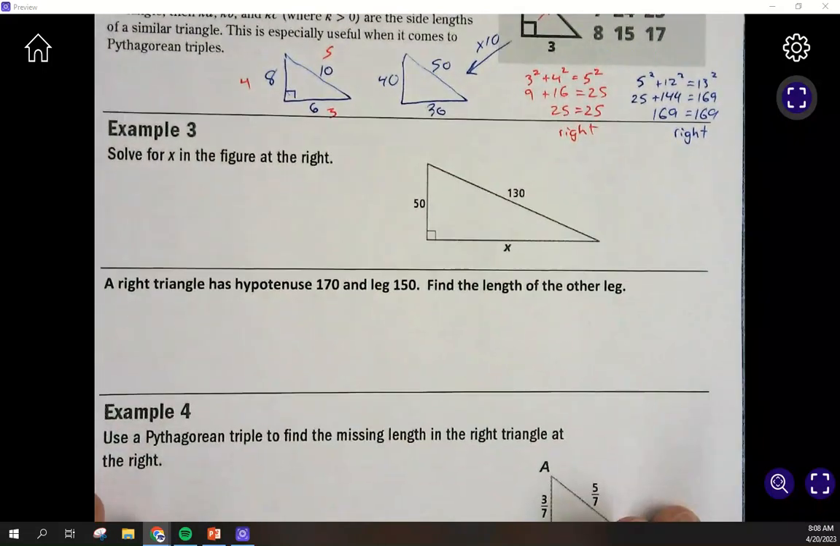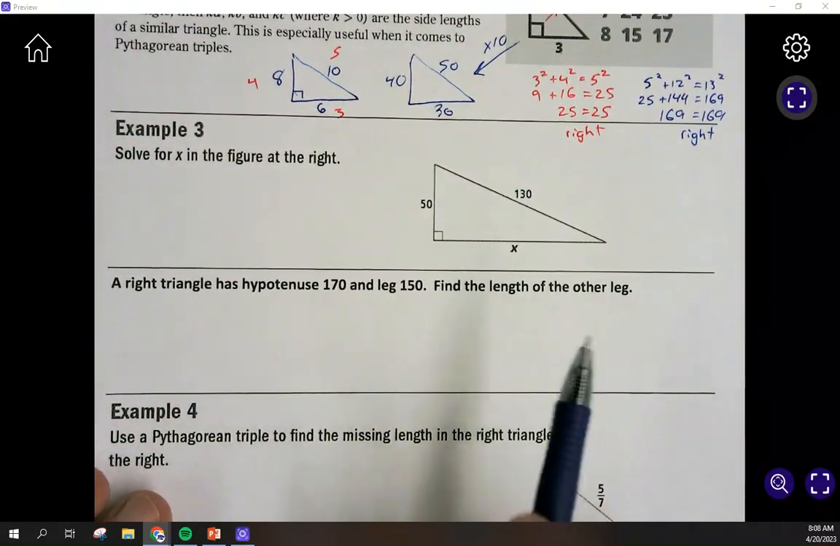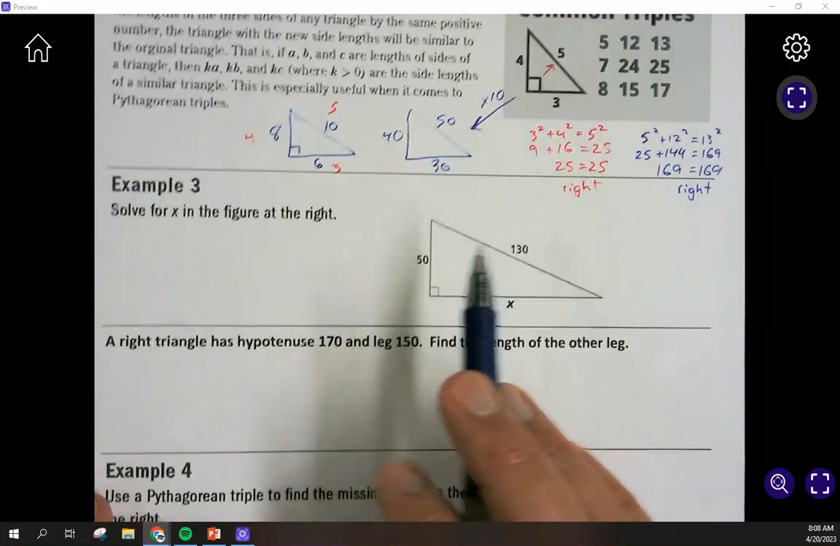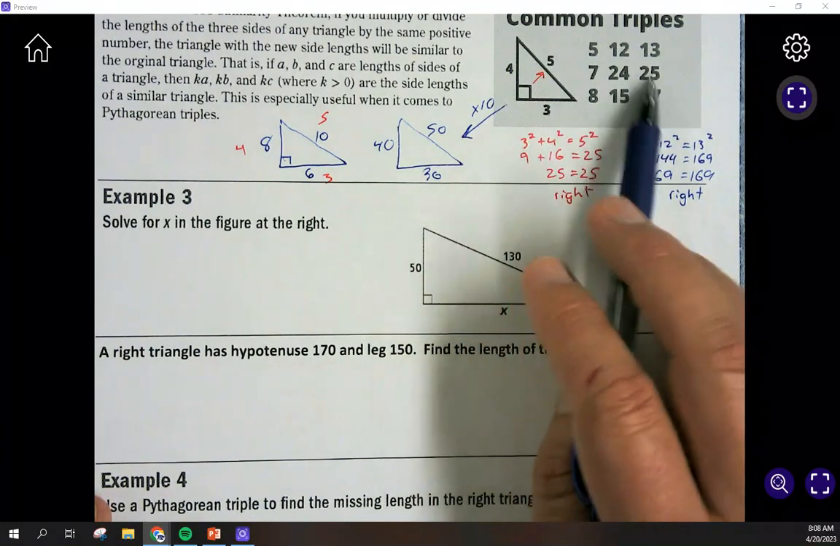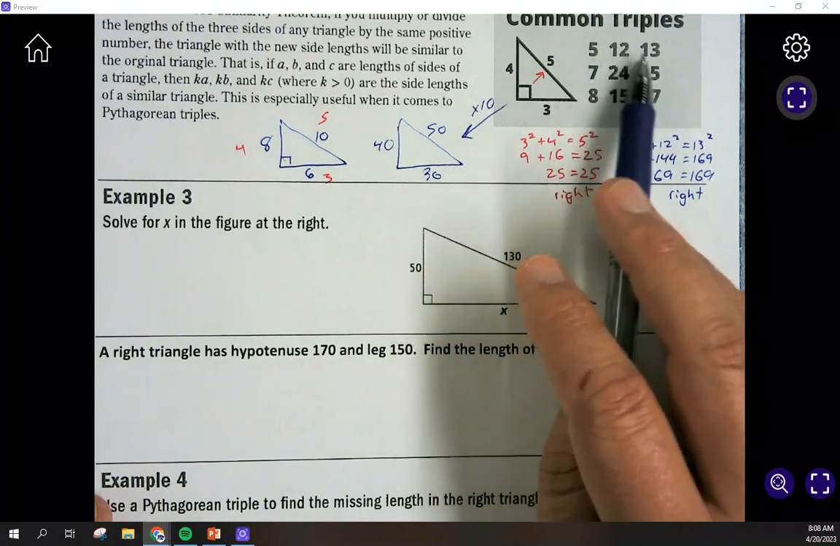So as we look down at example number 3, you can see right here, here's the 5, here's the 13. And so for now, you'll probably need to reference back to these, but you'll start to memorize 3, 4, 5, and 5, 12, 13.